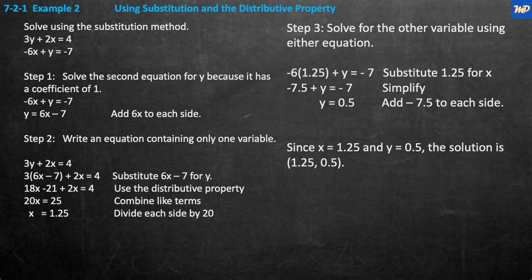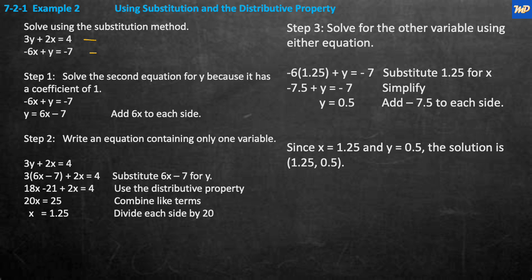So solve using the substitution method. So here we go. The two equations are right here. They're 3y plus 2x equals 4 and negative 6x plus y is equal to negative 7. So what are we going to do? First of all, it says solve the second equation for y because it has a coefficient of 1.